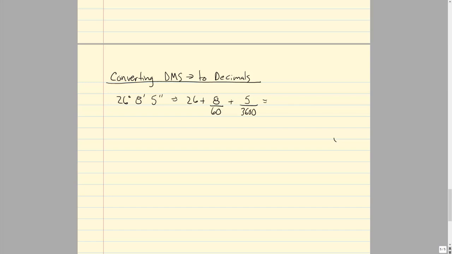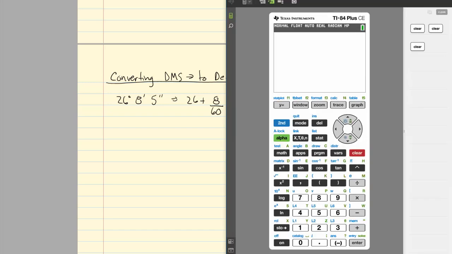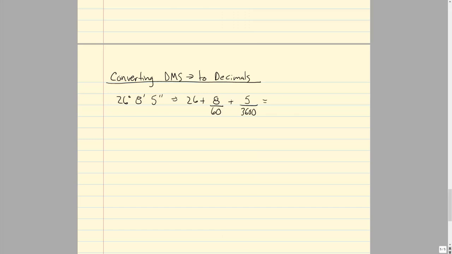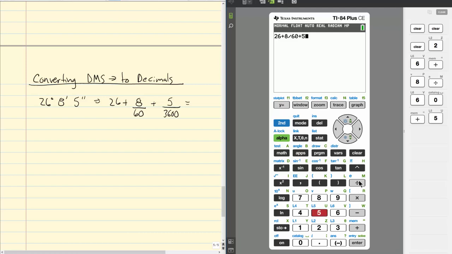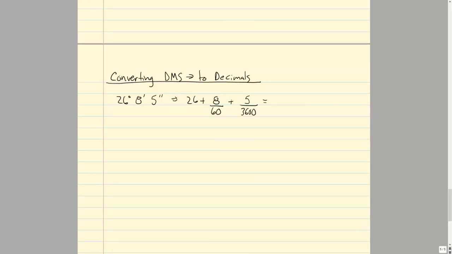So when you plug this into your calculator, we always need to make sure that we round correctly. Let me pop open a calculator here. Let's get these side by side. Let's go 26 plus 8 divided by 60 plus 5 divided by 3600. So I get 26.1347 and a repeating 2.